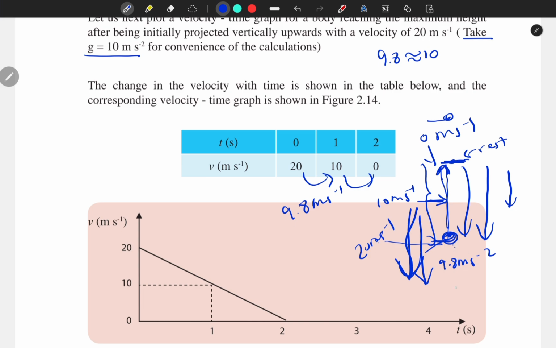If we drop the ball from here down to the ground, what happens? After one second it becomes 20, then 30, 40 like that. It increases when going toward the earth, but going upward away from the earth, it reduces its speed and becomes 0 because gravity attracts against that motion.